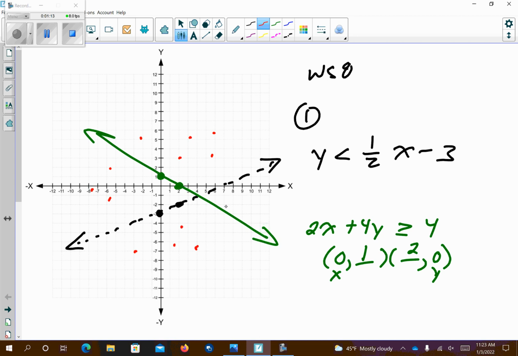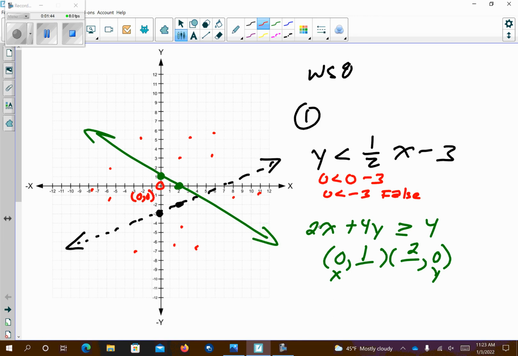But we want to find an ordered pair that would be a really good one that we could use as a test. So I'm going to pick this point 0, 0. It's underneath the green and above the black. I'm going to plug it into both and see if we get a true statement. We're looking for a true statement. So on the black, I'm going to get 0 is less than 1/2 times 0 is 0 minus 3. So is 0 less than negative 3? Well, that's false. Okay, so that gives me false on the black line. So it has to be below the black line.